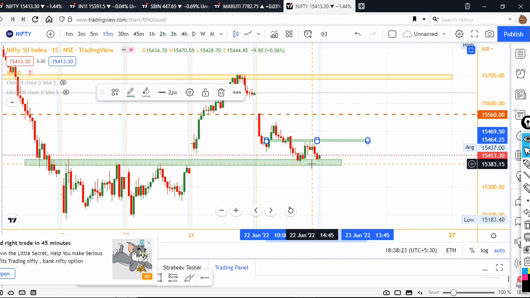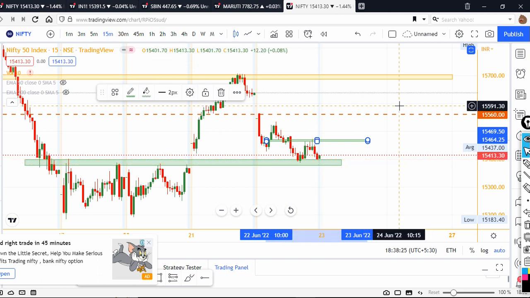The high is 15,470. If the market opens flat and goes above 15,470, then we can take a CE, but the first target shall be today's high. Why today's high? There is a logic.